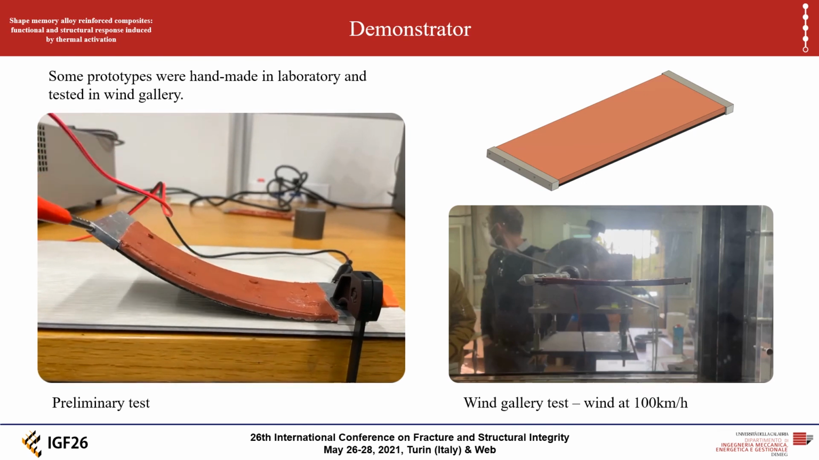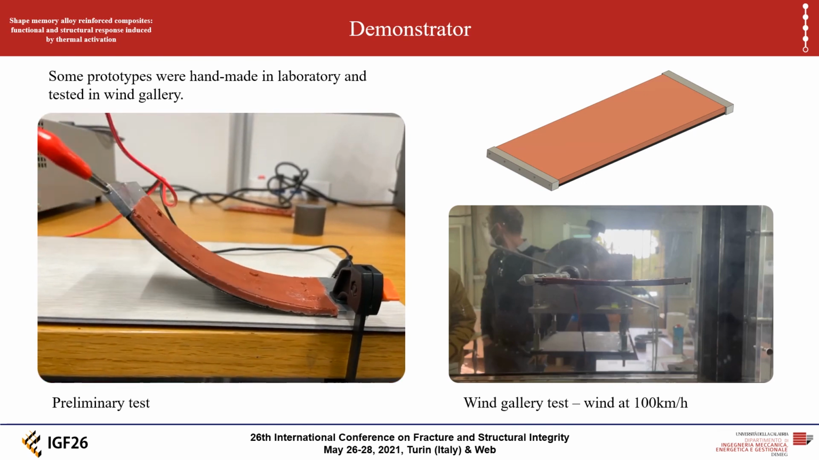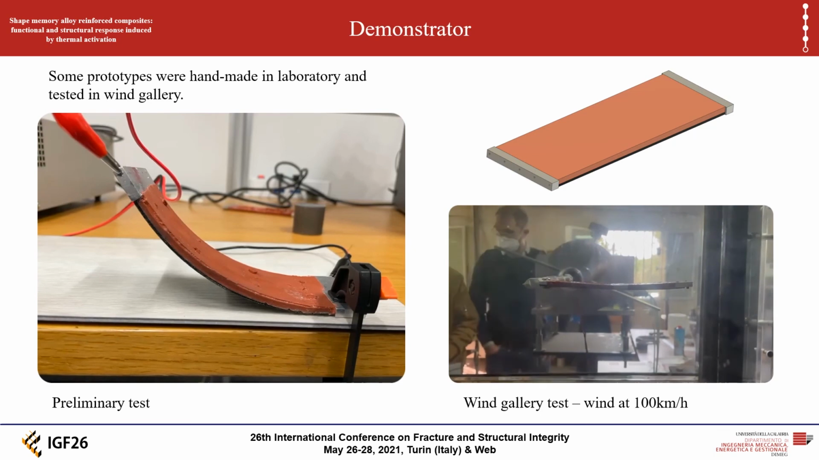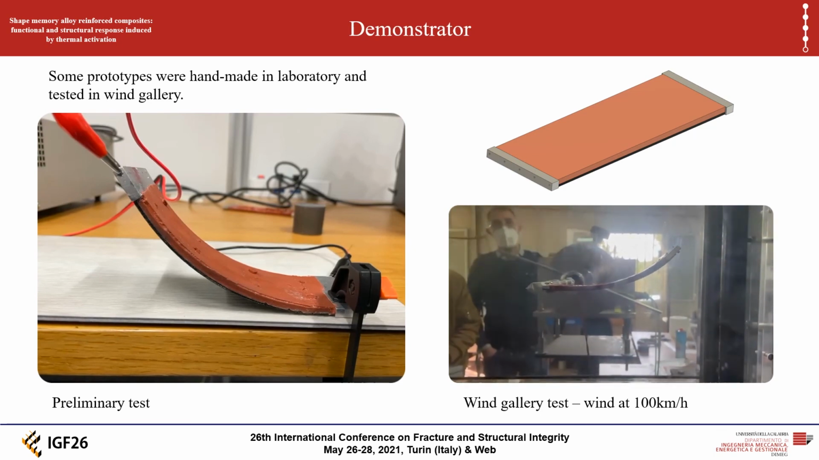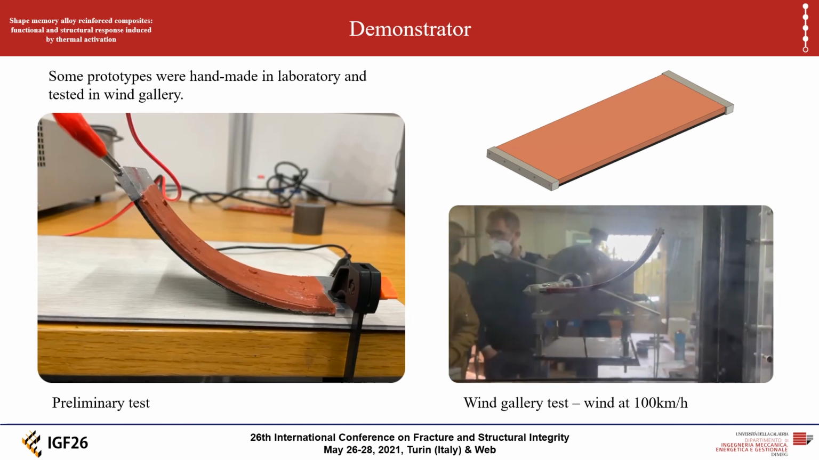Here the videos show a bending actuator inside a wind tunnel. For this device there are 4 SMA wires with a diameter of 0.3 mm each. As you can see, the components are correctly activated.